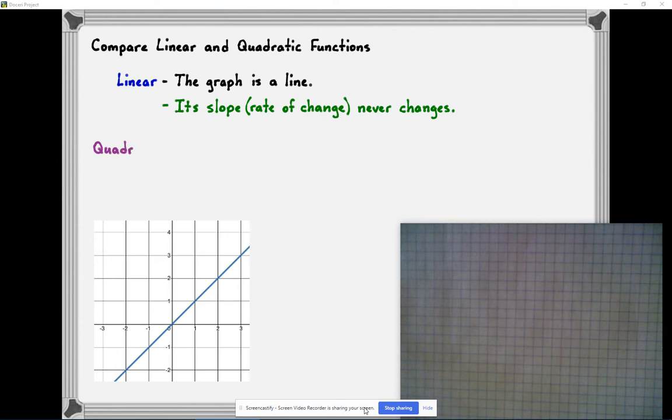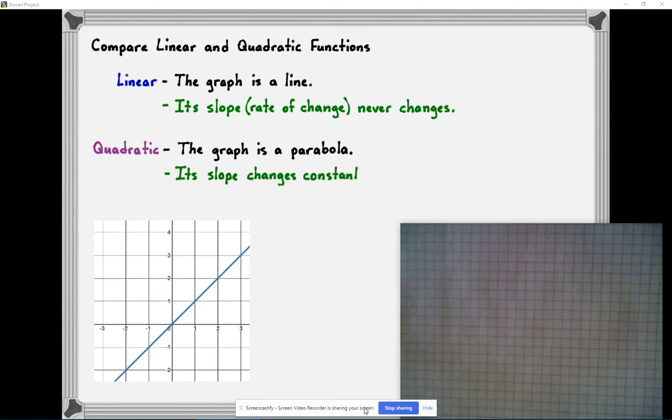In a quadratic, the graph is not a line. You saw it earlier. It's actually curvy. This curve is called a parabola. It's kind of a U-shaped thing, and you'll see more of that in a second. But the slope here in a quadratic is not the same. It's not constant. It does change. In fact, it changes constantly. In other functions that's true too, but this has a constant pattern to its change as well.